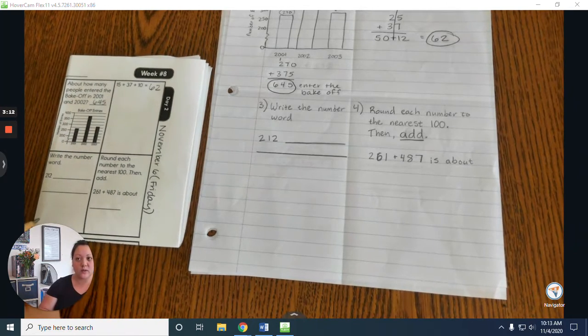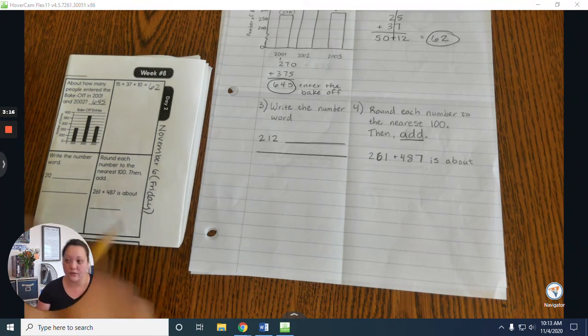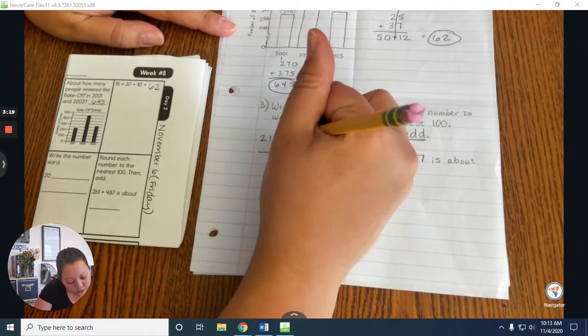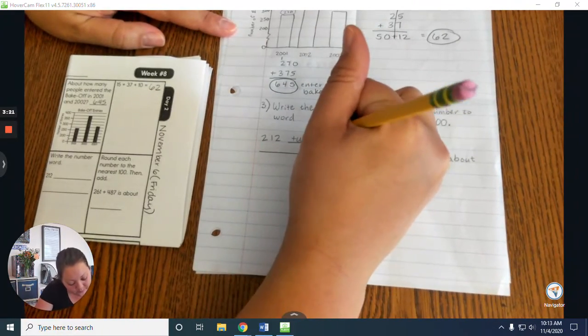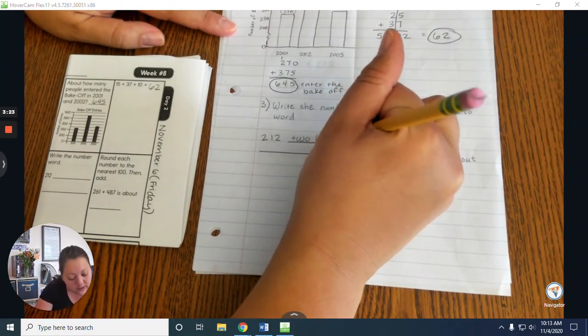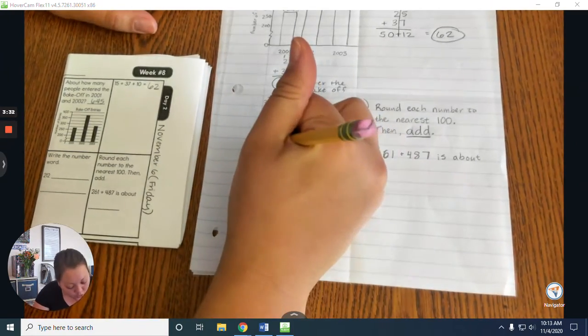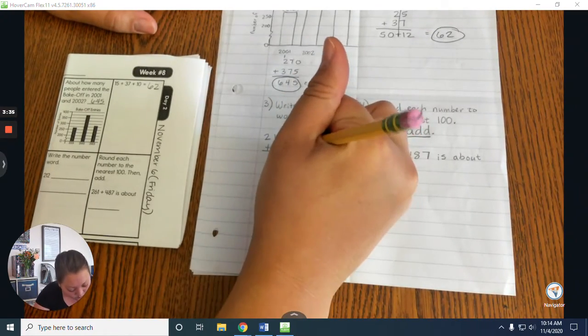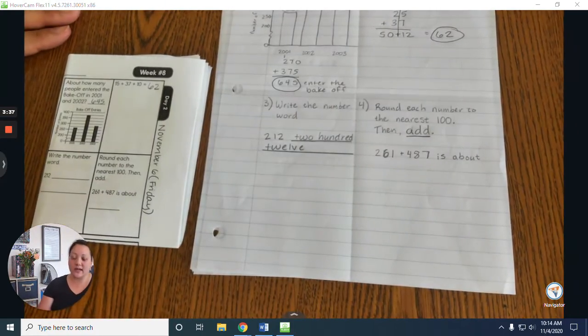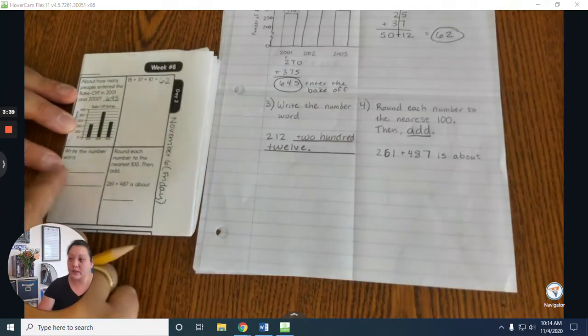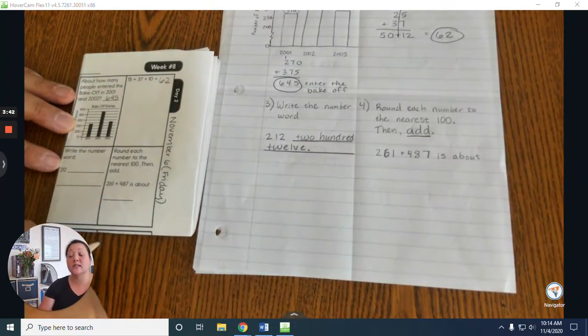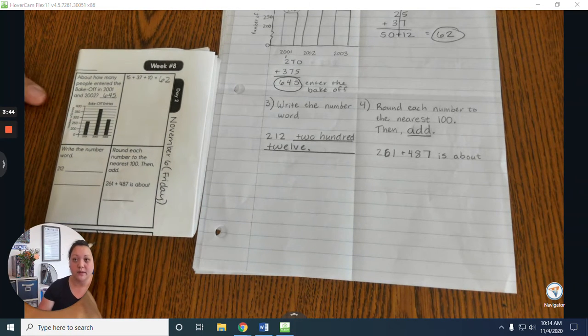Okay, and then the next one is write the number as a word. So 212, okay? So this would be 200. And because I am giving you the answers and you're checking your answers, your words need to be spelled correctly. So 212 is how you would spell that. Please make sure you have that written down either here, and it needs to be spelled correctly, okay?